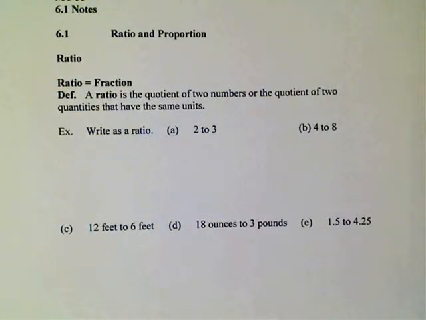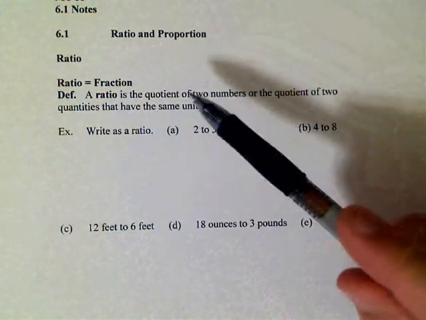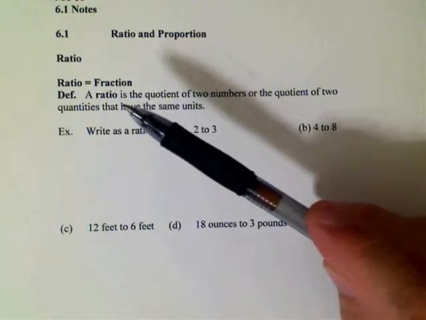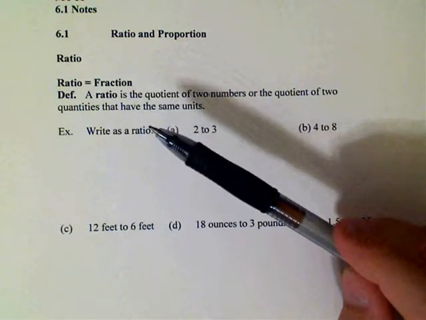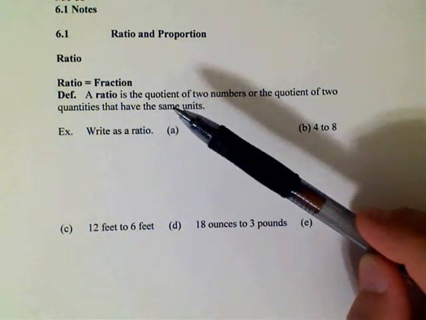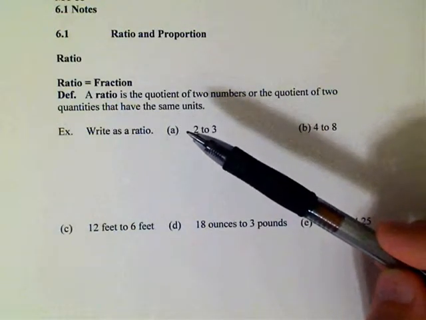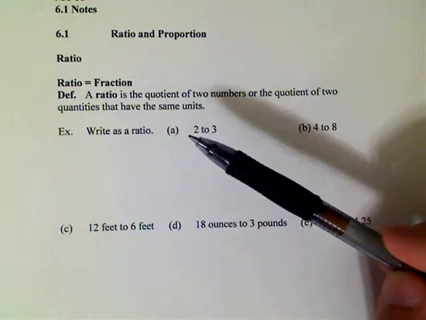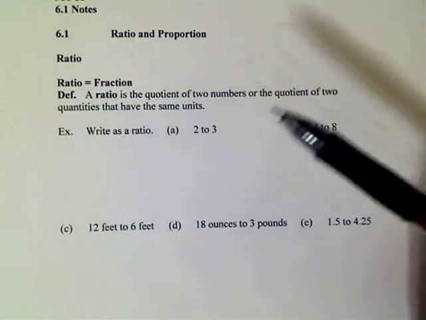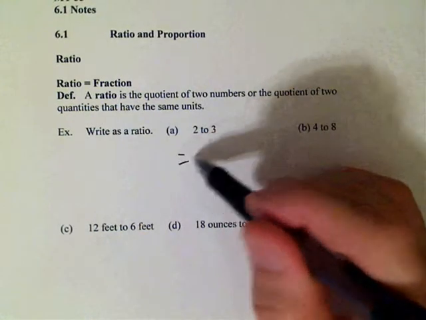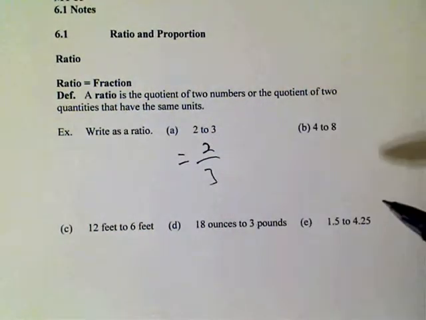Ratios and proportions. The easiest way to think about ratio is a fraction. With ratios, the units must be the same, if it's just a single ratio. The units of the numerator must be the same as the units of the denominator. So keep that in mind, if it has units. So when it says write as a ratio, 2 to 3, that means write as a fraction, 2 over 3.